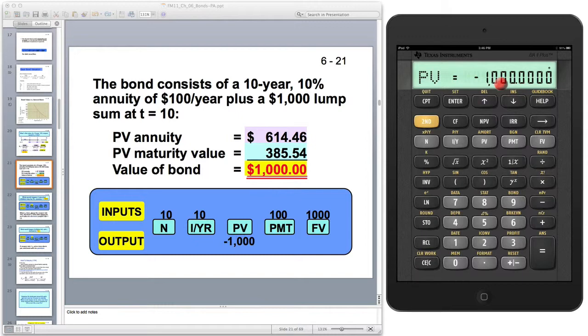And so it means that you have invested $1,000 in a bond, and that gives you the present value of the bond, which also is, you can see this here. In fact, this particular breakdown here gives you the components of this current value. $614 is associated with the interest stream, and $385 is the present value of the maturity value of the bond.